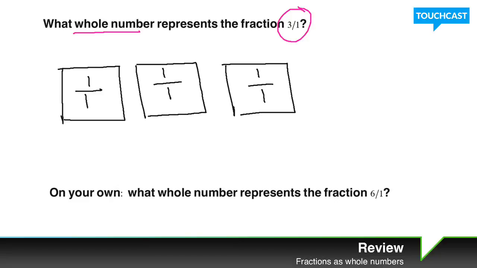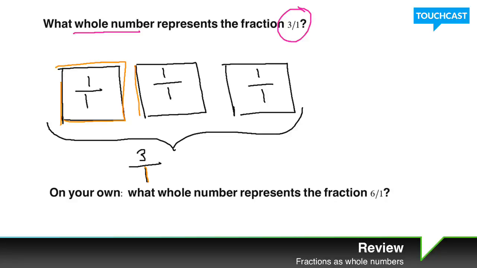So taken together, we know that this representation is 3 over 1. Each whole is split into one part, that's the denominator. So each whole is split into one part, and there are 3 wholes. 1, 2, 3. So that's 3 over 1. So we can reasonably say that 3 over 1 is equivalent to 3 wholes. So to answer the question, what whole number represents the fraction 3 over 1? That would be 3 wholes.